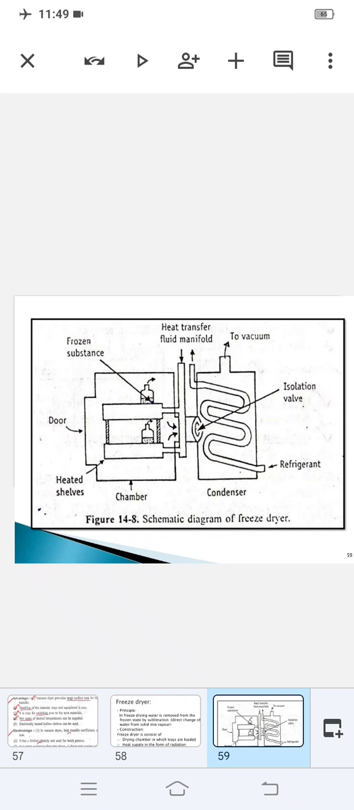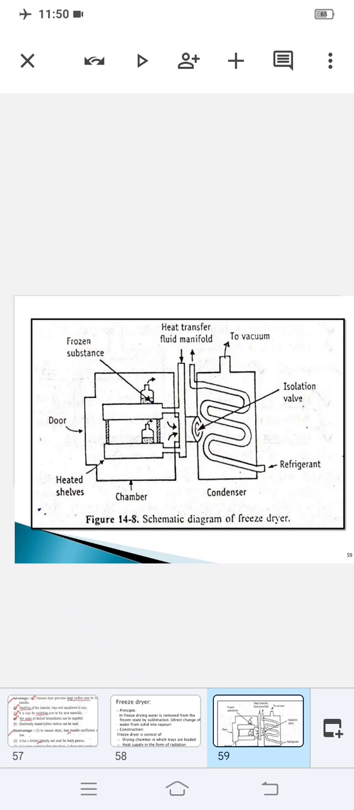You can see here that it consists of basically four different things. First one is the drying chamber in which the tray is loaded. Second is the heat supply in the form of a radiation source, means the heating coils are there. Third one is the vapor condensing or adsorption system, and last one is the vacuum pump or steam ejector or both.